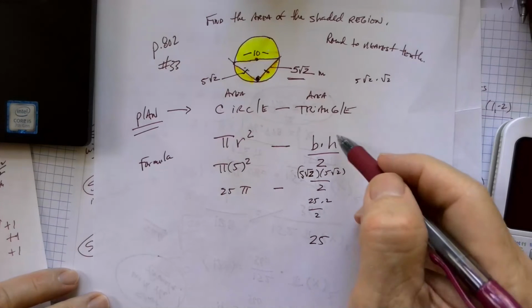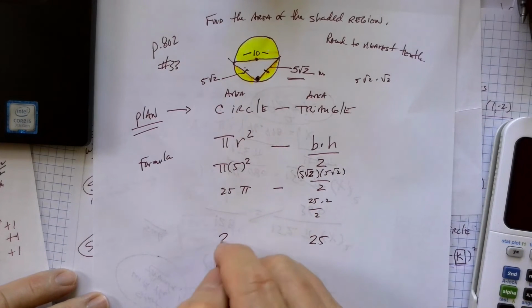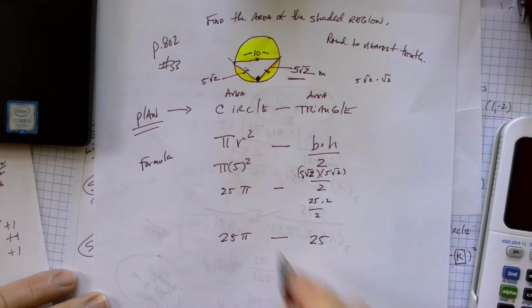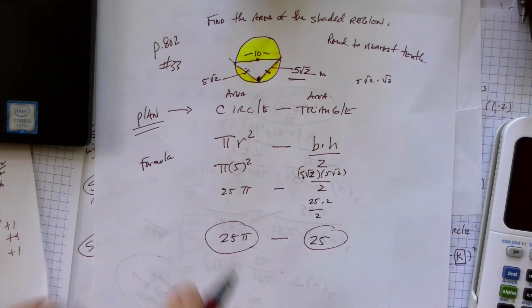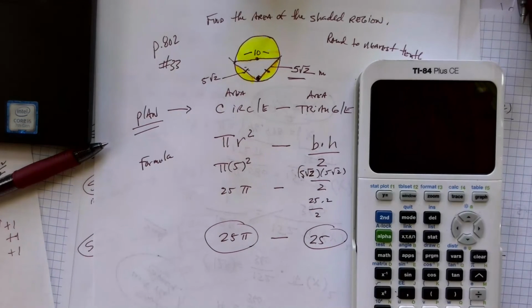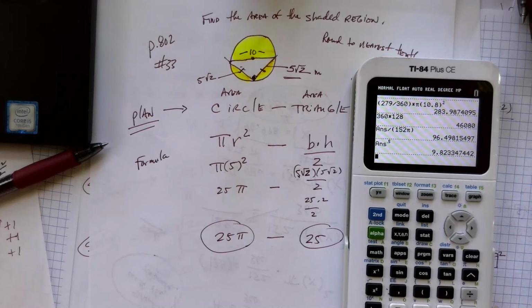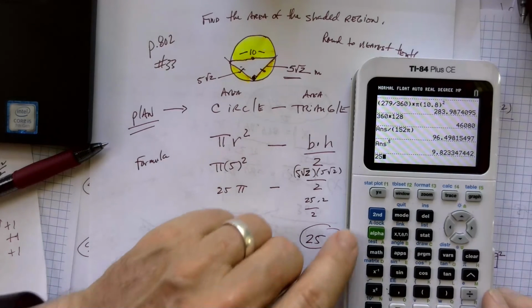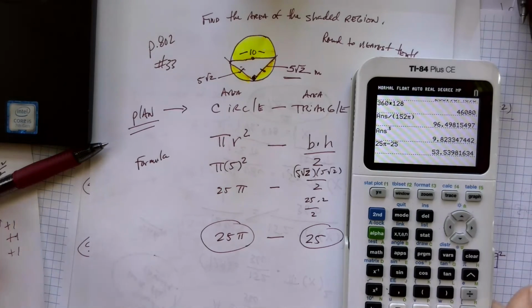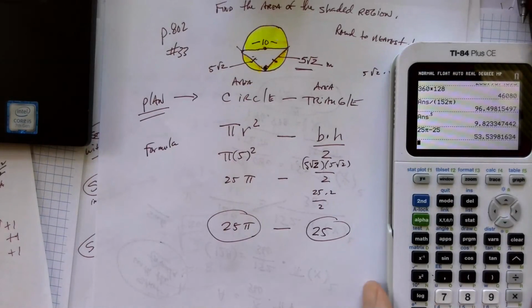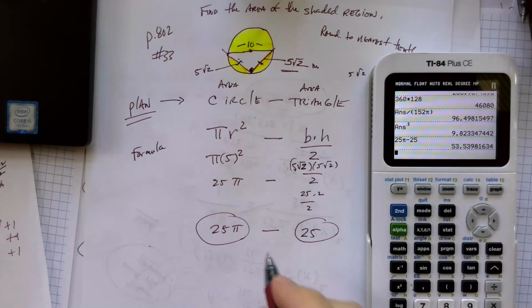I've kind of made a mess because this took me more steps than this. But I have 25 pi minus 25, right? Because the area of the circle is 25 pi and the area of the triangle is 25. I'm going to let my calculator take over at this point. So 25 pi minus 25 is about 53.53, and they asked me to round to the nearest tenth.